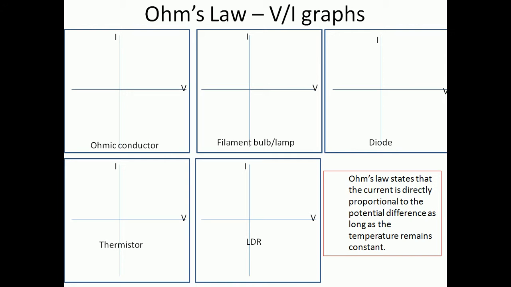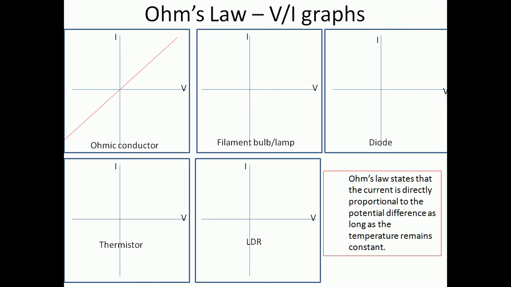Ohm's law, as you can see in the box, states that the current is directly proportional to the potential difference as long as the temperature remains constant. If we have a look over here at a potential difference current graph for an ohmic conductor, something that obeys Ohm's law, we see that the line looks like this. It is a directly proportional graph because it is a straight line that goes through the origin. As we increase the potential difference, the current increases by the same amount each time. So this is a conductor which obeys Ohm's law.